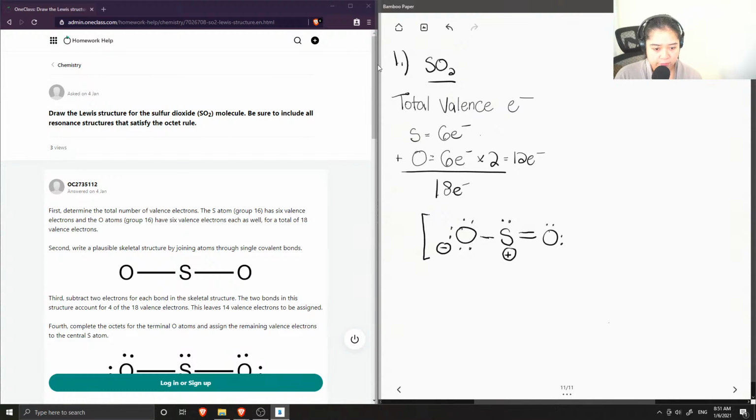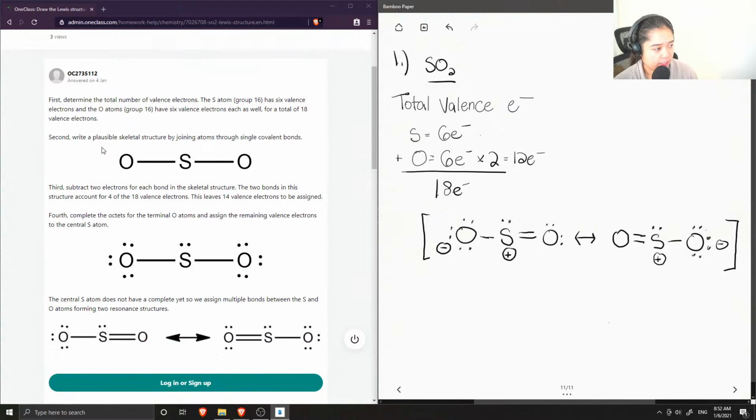And if we were to draw another resonance structure of this molecule as well, we'll show this oxygen having the double bond instead, and the oxygen on the right to be single bonded. So again, it's just the same concept, but the oxygens have switched sides. Okay, so these are 2 resonance structures that satisfy the octet rule.